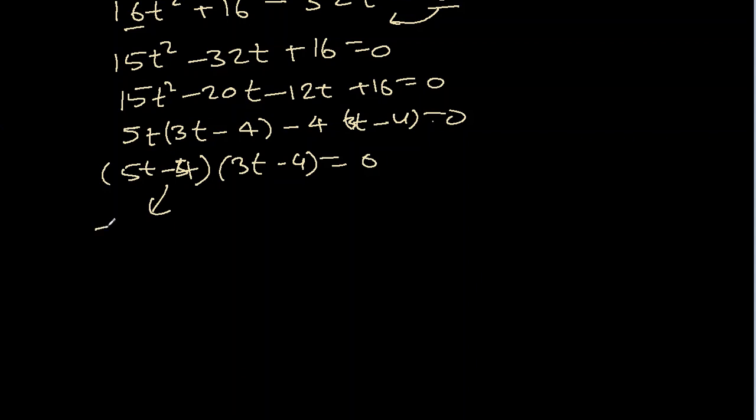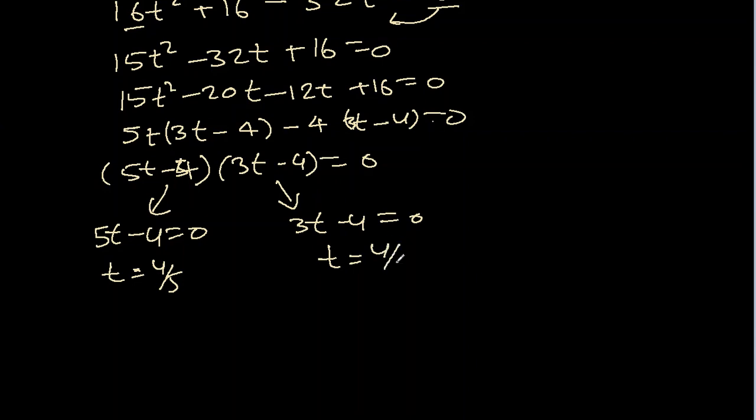This one will give me 5t minus 4 equal to 0, t equal to 4/5. And this one will be 3t minus 4 equal to 0, t is 4/3. Alright, t was not t, we assumed it in place of 5 to the power x, so we'll replace it now. So 5 to the power x equal to 4/5, and here also 5 to the power x equal to 4/3. And now let's simplify them.